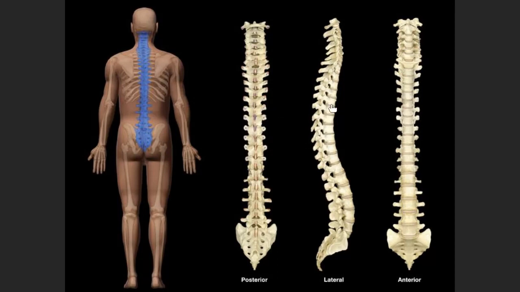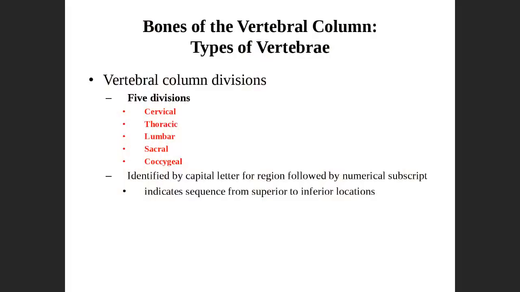So you can see we have a couple different curves. You have 5 curves: 1, 2, 3, 4, and then 5 down here. All right, so 5 curves. So we actually have 5 regions or divisions to the spine. So you want to familiarize yourself with it, because if I say the cervical region or the lumbar region, you need to know where those are located. Okay, so it goes cervical, thoracic, lumbar, sacral, and then coccygeal.